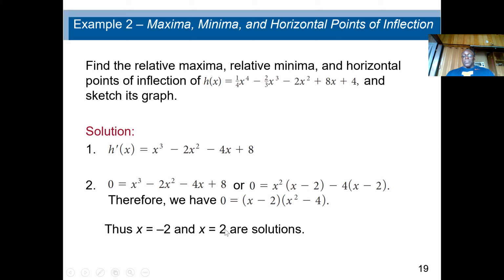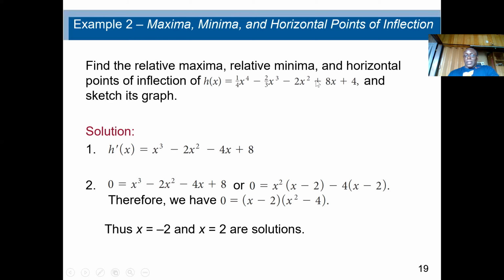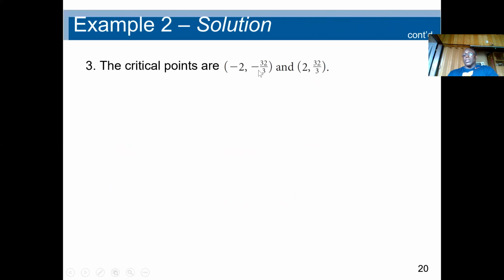After we get these critical values, we are going to plug them into the original function so that we get a y point. Now we have the x point where the graph will turn, but we need the y also to get the point. So the critical points are (-2, -32/3) and (2, 32/3). Again, the steps are not shown here, but what we need to do is plug negative 2 into the original function, and plug positive 2 into the original function, and this is what we get. So now we have our turning points.